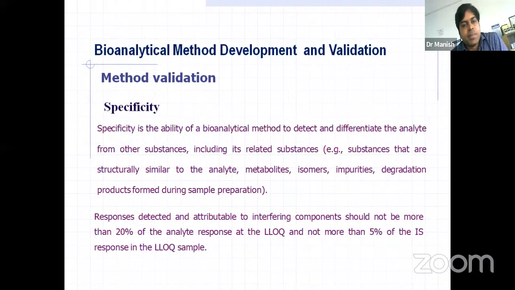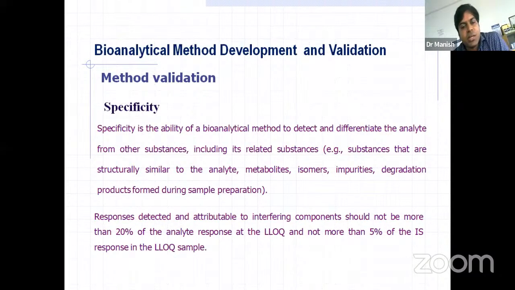Second parameter is specificity. Specificity is the ability of the bioanalytical method to detect and differentiate the analyte from other substances, which may be structurally similar to the analyte: metabolites, isomers, impurities, and degradation products formed during sample preparation. After injecting the sample and the calibration standards, the responses detected and attributed to interfering components should not be more than 20% of the analyte response at LLOQ, and not more than 5% of the internal standard response in the LLOQ sample.